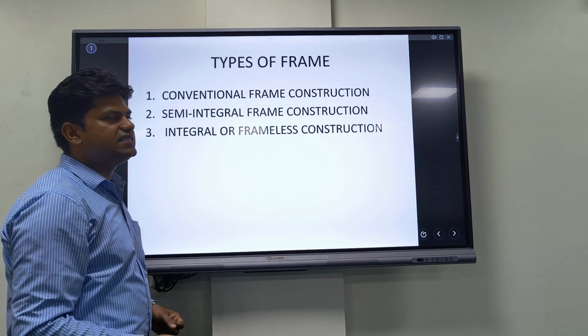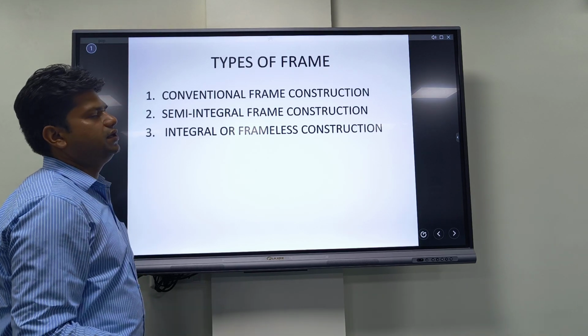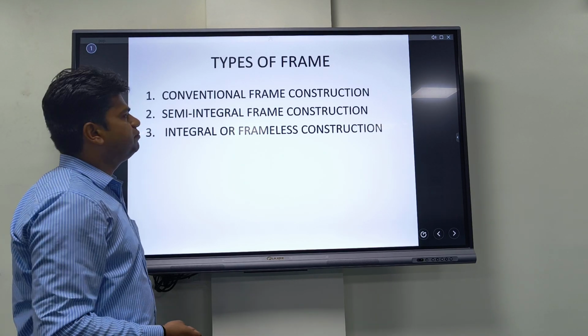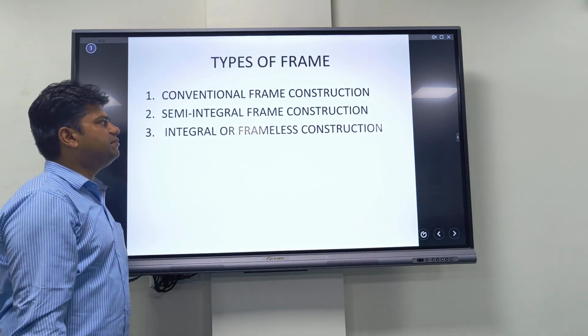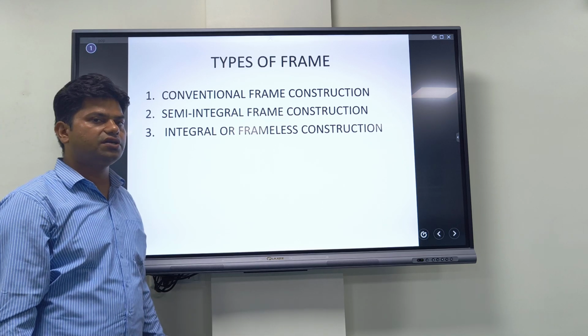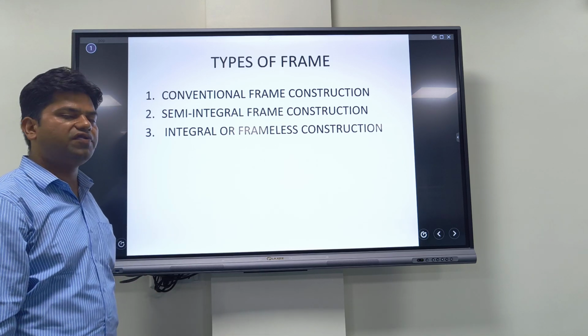Now the next slide is types of frame. There are three types of frame. The first one is conventional frame construction, the second one is semi-integral frame construction, and the third one is integral or frameless construction.